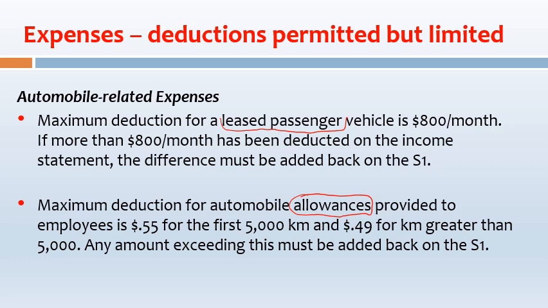So for the current year, the prescribed rate for the first 5,000 kilometers maximum deduction is listed right here. And then for any amount of kilometers that are driven greater than 5,000, we have a reduced rate shown right here. Any amounts that have been paid out as an allowance that exceed these limitations have to be added back on the Schedule 1. Now this might seem complicated. Let's have a look at how it actually manifests itself in the following slide.